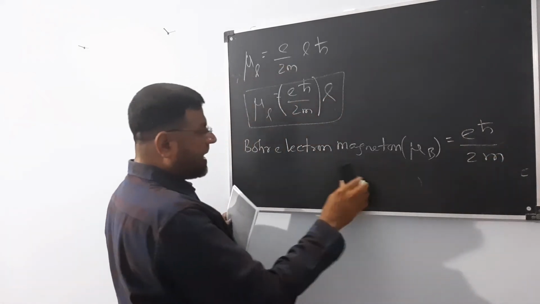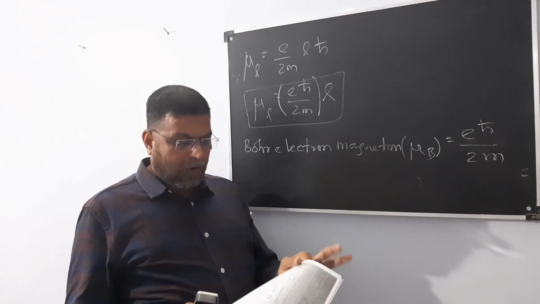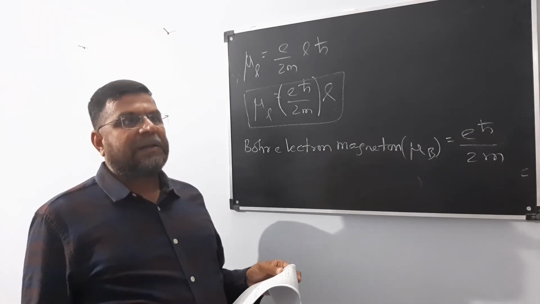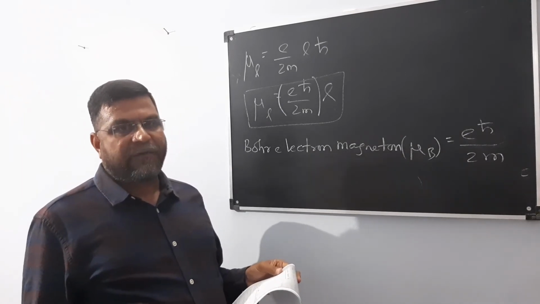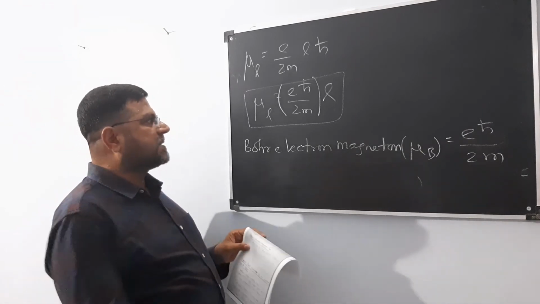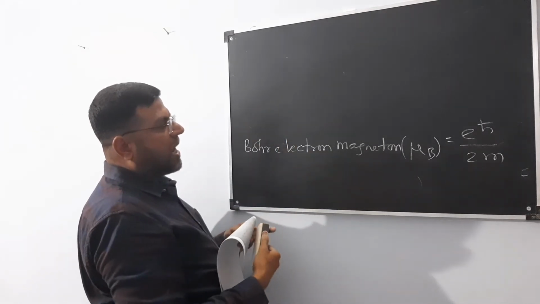Suppose sometimes they will ask you in a 2 marks question, define one Bohr electron magneton, or they will ask what is the value of one Bohr magneton, calculate the value of one Bohr electron magneton. Till now they were not asked. Suppose they ask, you must know how to calculate.